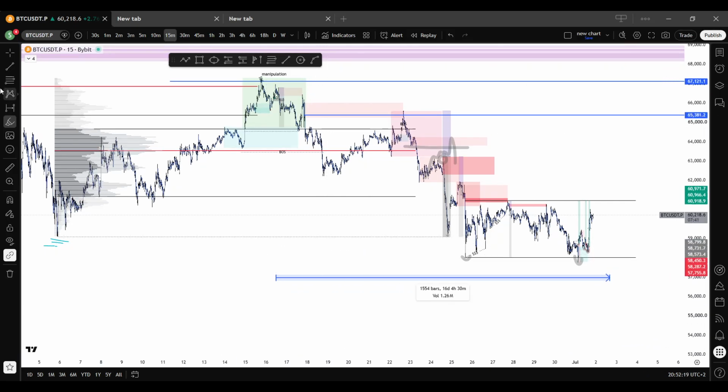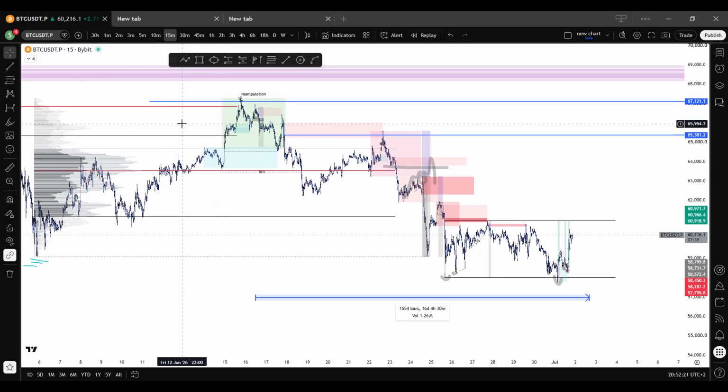I just want to show you guys what was possible on the range, just taking safe trades. Of course, you could have scalped like this, that was some low time frame stuff. But just taking these safe trades, it's quite simple.